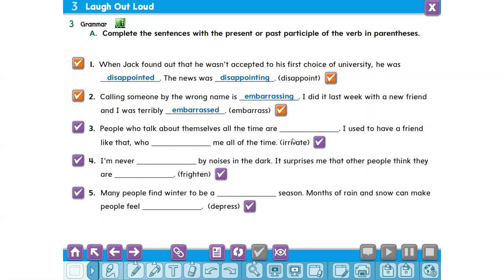Okay, my friends. Here in the first example, people who talk about themselves all the time are irritating. I'm going to describe who causes this feeling: the people that talk about themselves all the time. They are causing the feeling. I used to have a friend like that who irritated me all the time. Okay, my friends, number four.